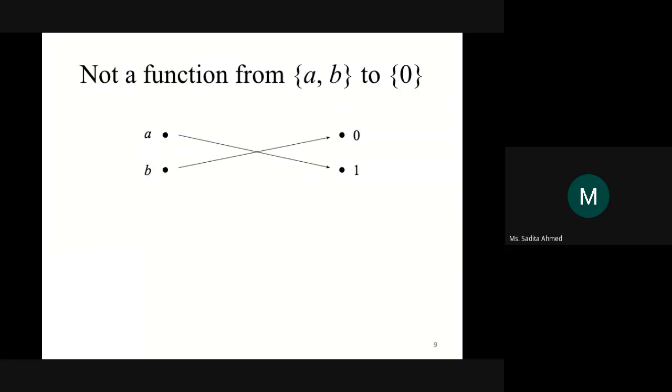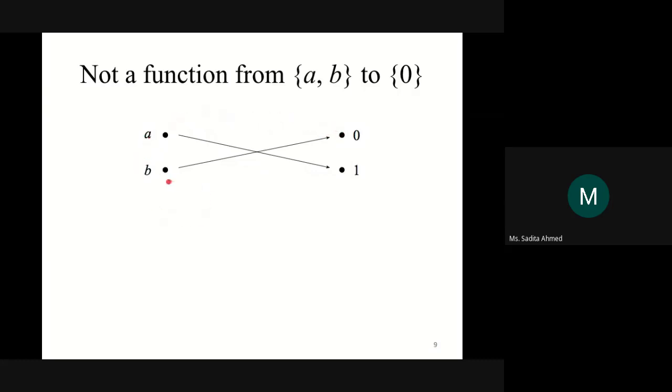The function will be valid when each element from the set on the left-hand side is mapped to exactly one element from the set on the right-hand side. All right? Other than that, we do not recognize any other mapping. So, in fact, A is not mapped at all, because in order for this to be a function, A would have to be mapped to something from the codomain, or the set on the right-hand side.